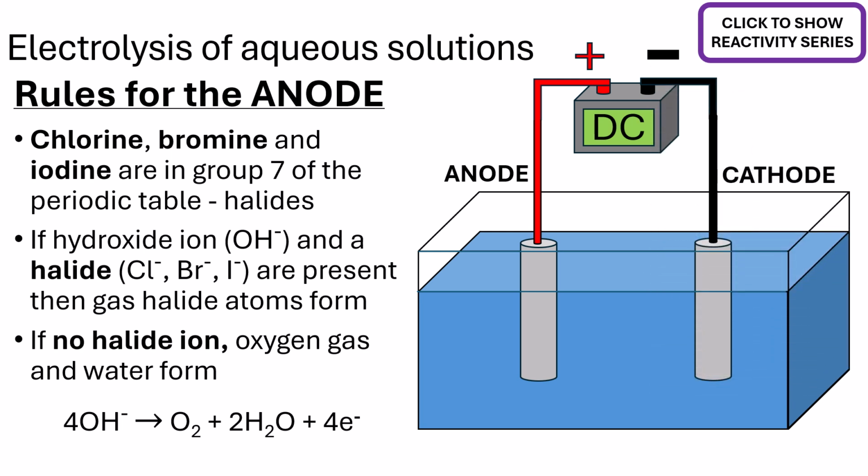So at the anode, the rule is that if you have chlorine, bromine, or iodine, which are the halides in group 7 of the periodic table, then they are the gas that gets released. So if we have a halide, chlorine, bromine, or iodine, inside our solution, that is the gas that will get released. If, however, there is no halide present, so no chlorine, no bromine, no iodine, then oxygen gas will be given off. So you'll always get a gas, you'll always get bubbles at the anode, but it depends if it's chlorine, bromine, iodine, or oxygen, depending on what chemical you are using.